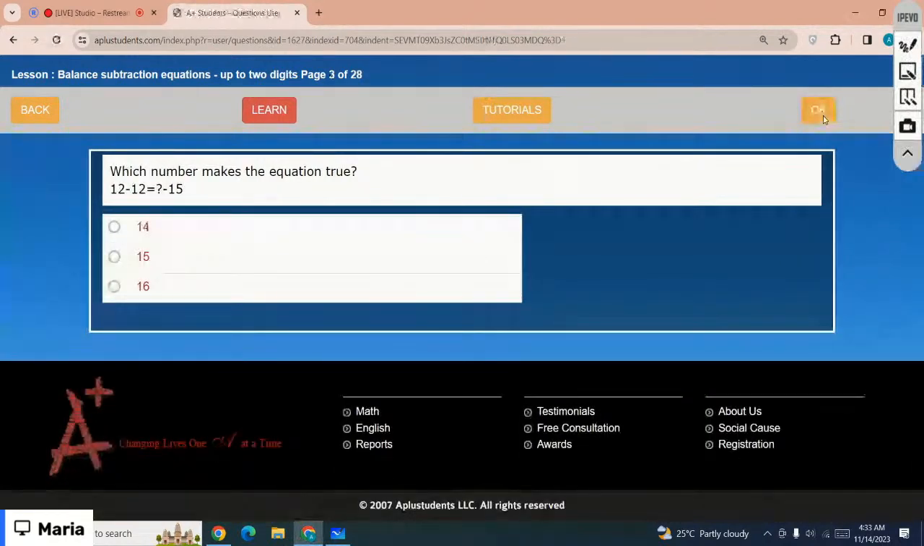Which number makes the equation true? 12 minus 12 is 0. So which number subtracted from 15 is 0? Very good. 12 minus 12 is 0, and 15 minus 15 is 0. Right? So the correct option is 15. 15 minus 15 is 0.